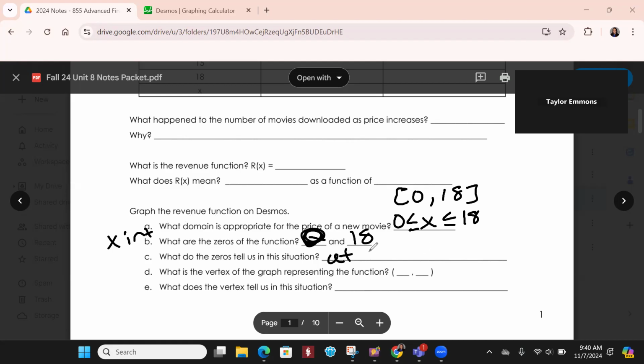So at price 0 and 18, there is no revenue. So if we charge $0 for a download, we don't make any money. Right? That's not good. That's bad business.